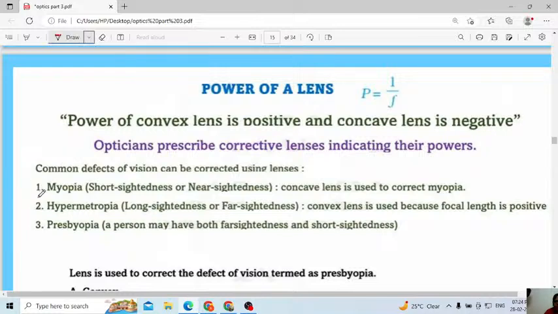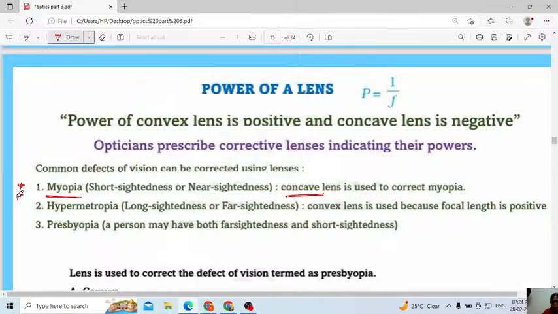Power of a lens. See, what is meant by myopia? Myopia is nothing but short sightedness or near sightedness. To correct this one, which lens will we use? We will use the concave lens, because this one is very important. They may ask MCQ questions. Okay, myopia, short sightedness, near sightedness.